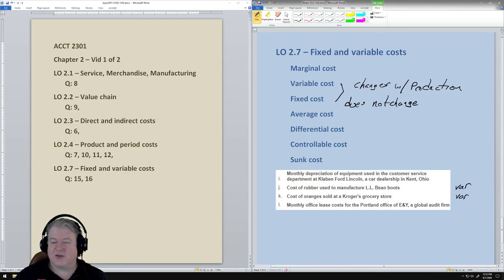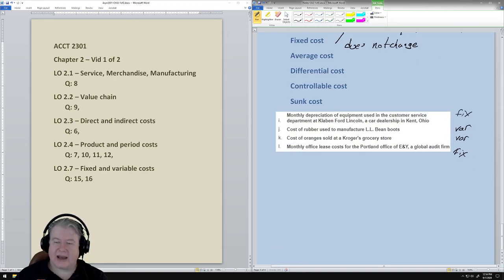The monthly office lease cost. Why so specific for the Portland office of Ernst & Young? So I used to live and work in Portland. I don't know why the text has this. Okay, but this is exactly what we're talking about, a rent. That's a fixed cost, right? Because it doesn't matter how much business they do, they have this lease. And similarly here with this one, the monthly depreciation of equipment. Well, it doesn't matter the volume of business being done, that's going to remain the same. So that's fixed.